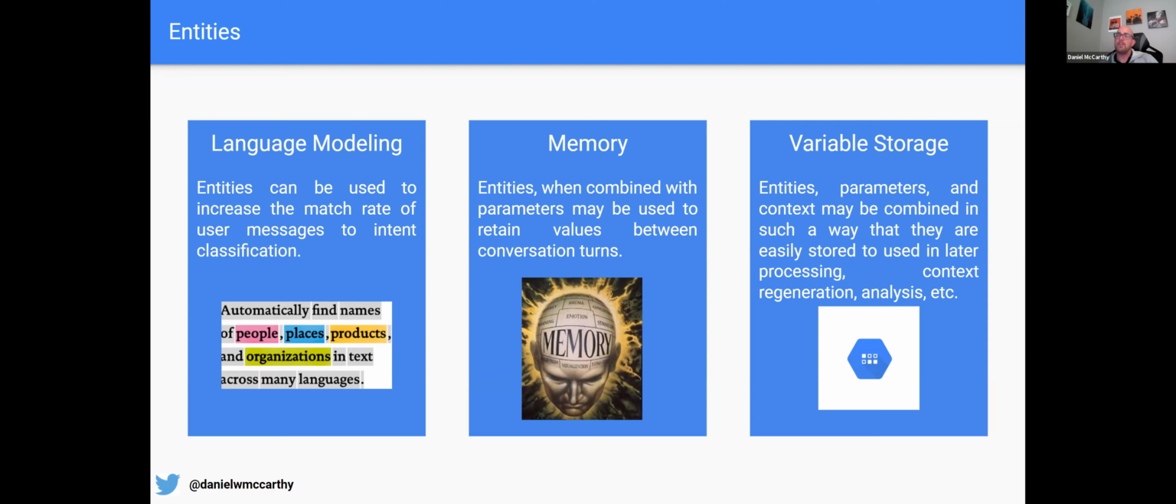Back on entities, entities specifically within Dialogflow can also be used for memory. So by defining entity types, you can combine those with parameters and then combine those parameters with context so that there is variable storage and memory available within the bot that can be used and recalled later in conversations or intents. We'll show some examples of those.